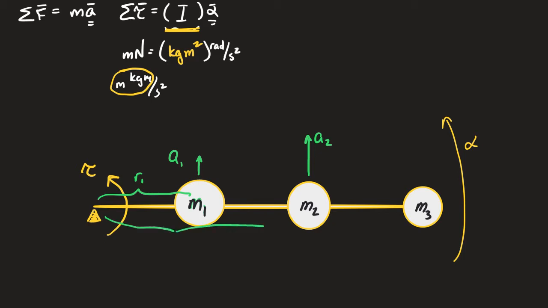R for mass 2, I'll just say is R2, but it is the fact that R2 is larger than R1 that A2 will be bigger than A1. Remember, it's going to have a higher top speed because it has to travel in a bigger circle. Stating the obvious then, A3 will be the largest of the accelerations because M3 has the largest velocity once this thing is rotating. And it's located a distance R3 away.